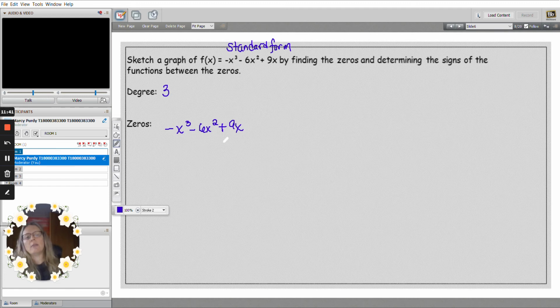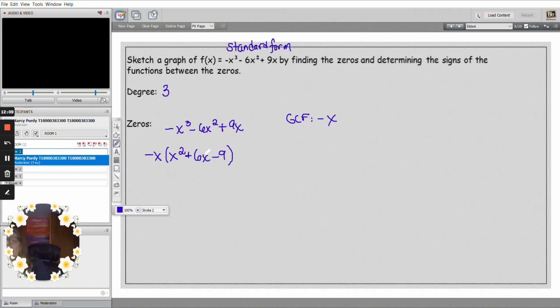So notice we have a GCF of -x. So you're going to pull that out and multiply it by what you would have left, which would be x squared minus 6x minus 9. Oh, I'm sorry, that should have been plus 6x. Sorry about that.